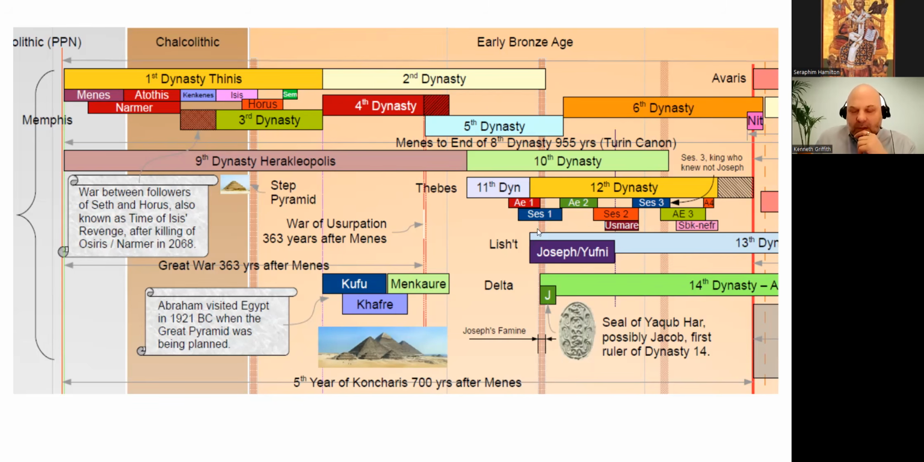Sure. So what we found, based on our paper number 6, is that Dynasty 13 and Dynasty 14 were both founded around the time that Joseph became the vizier, with 13 being about 8 or 9 years earlier.